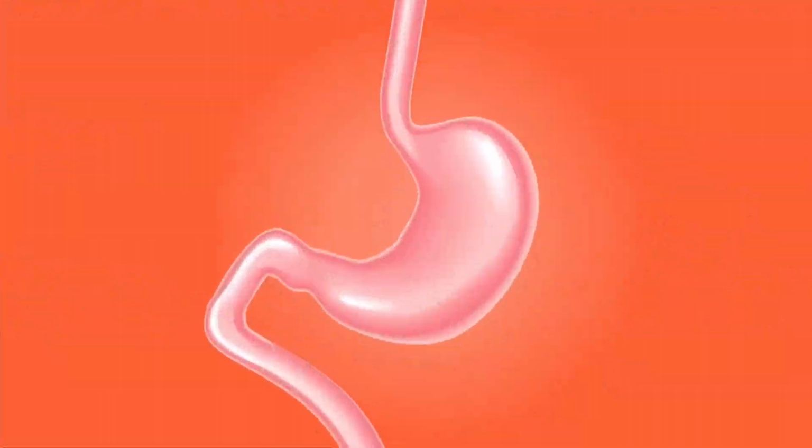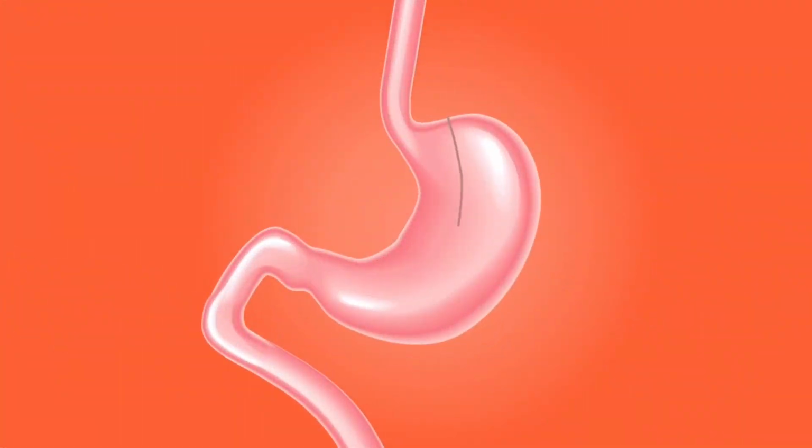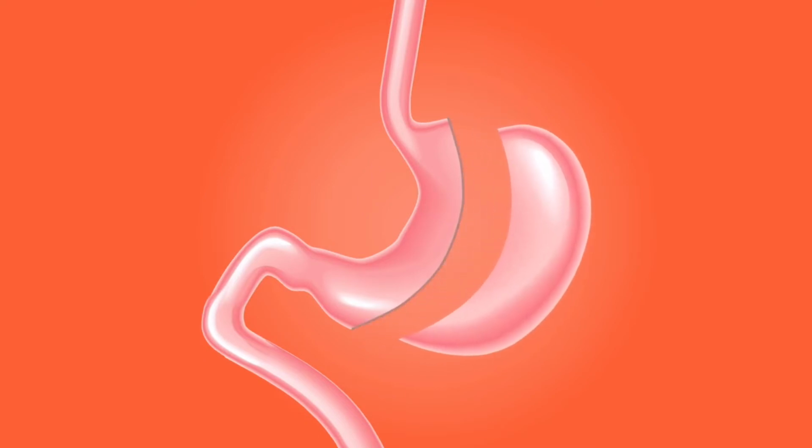Sleeve gastrectomy. This involves a surgeon removing 80% of the stomach, then stapling the remaining portion of the stomach together. This is a restrictive procedure that limits the amount of food you can consume.